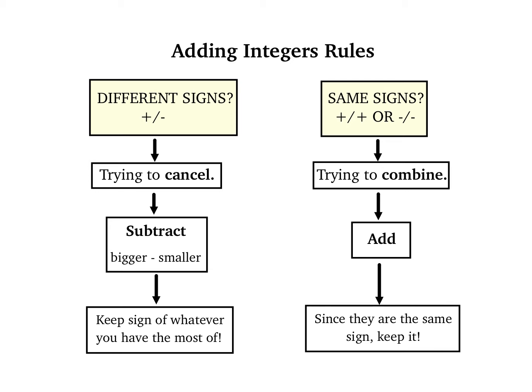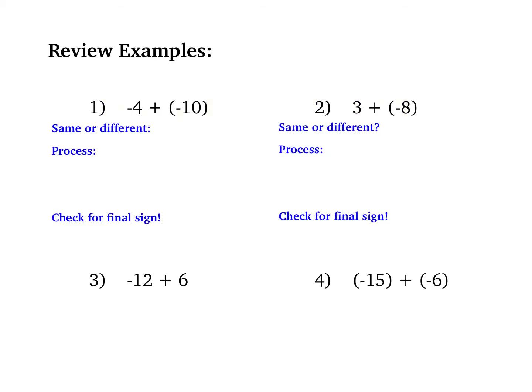If they're different signs from each other, such as when you're trying to add a positive to a negative, those are trying to cancel out since they're opposite signs. So we've learned to subtract those base numbers, bigger minus smaller, and keep the sign of whatever you have the most of. If they're the same signs, like two negative numbers that you're adding together, there's nothing there to cancel. So instead, those are trying to combine. You would add those base numbers and keep the original sign.